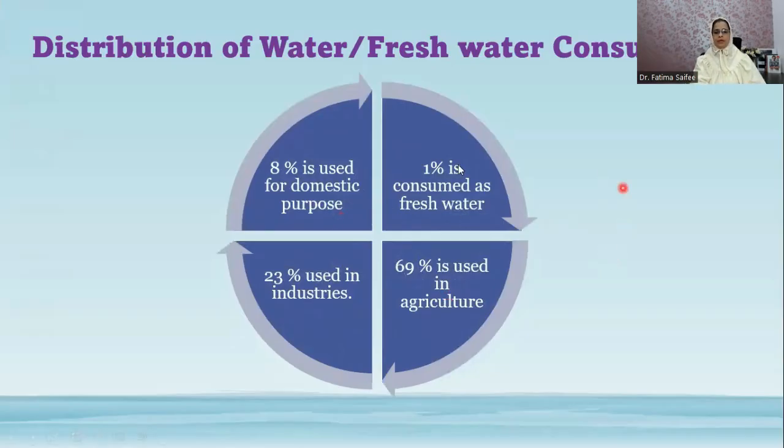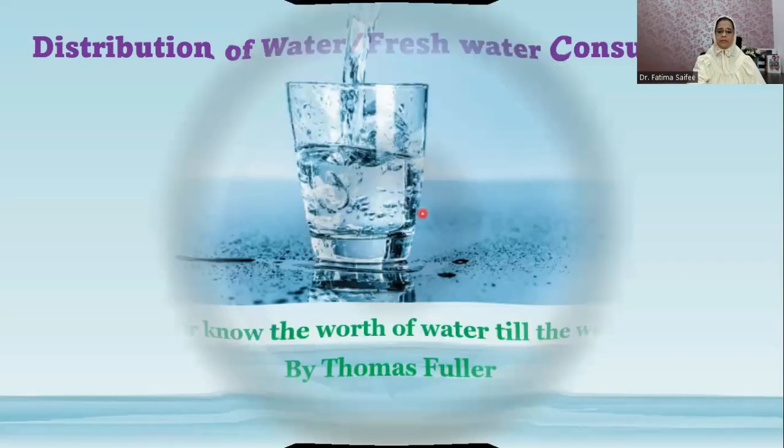In these slides, you can see that only 1% is available as fresh water. That means out of the total water available on our earth, 1% is fresh water. Out of that 1% fresh water, we are using 69% in agriculture, 8% in domestic, and 23% in industry. So we are getting very little water, less than 1%, for drinking purposes.